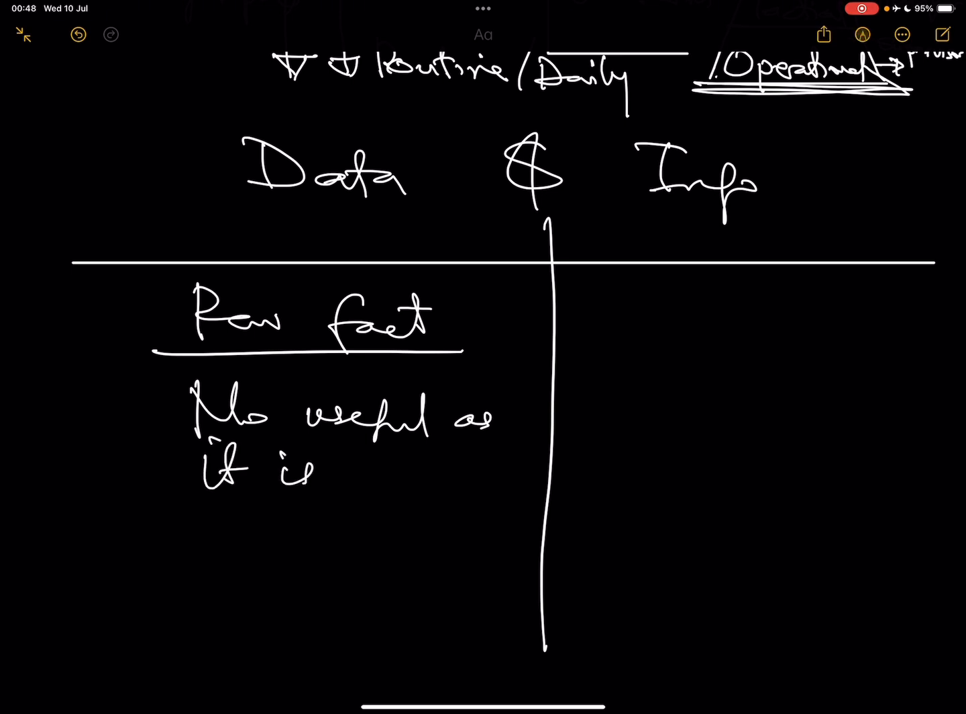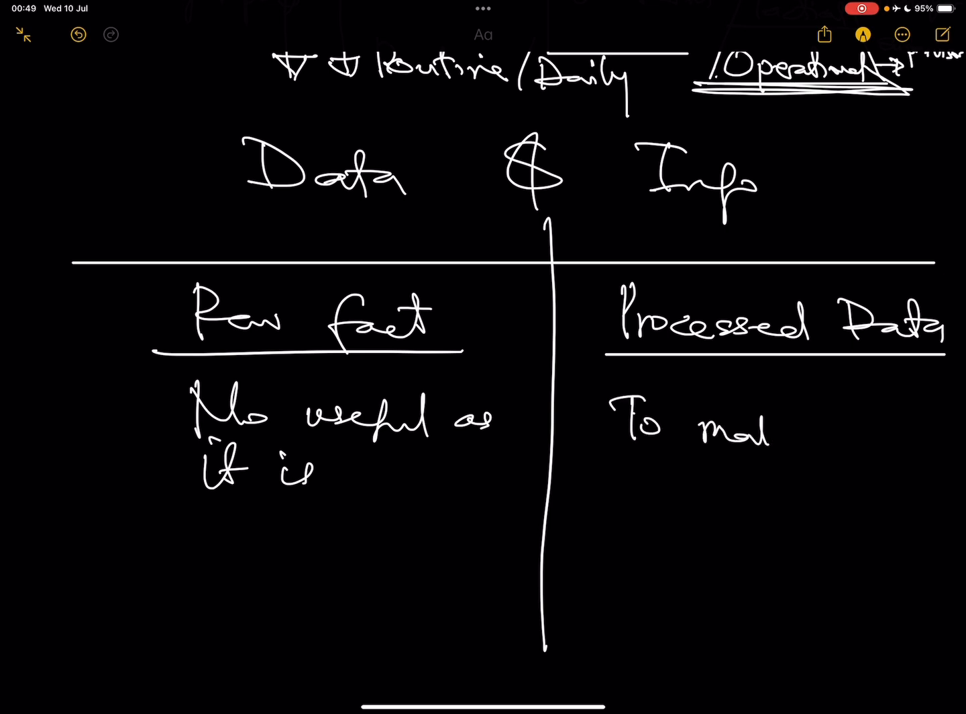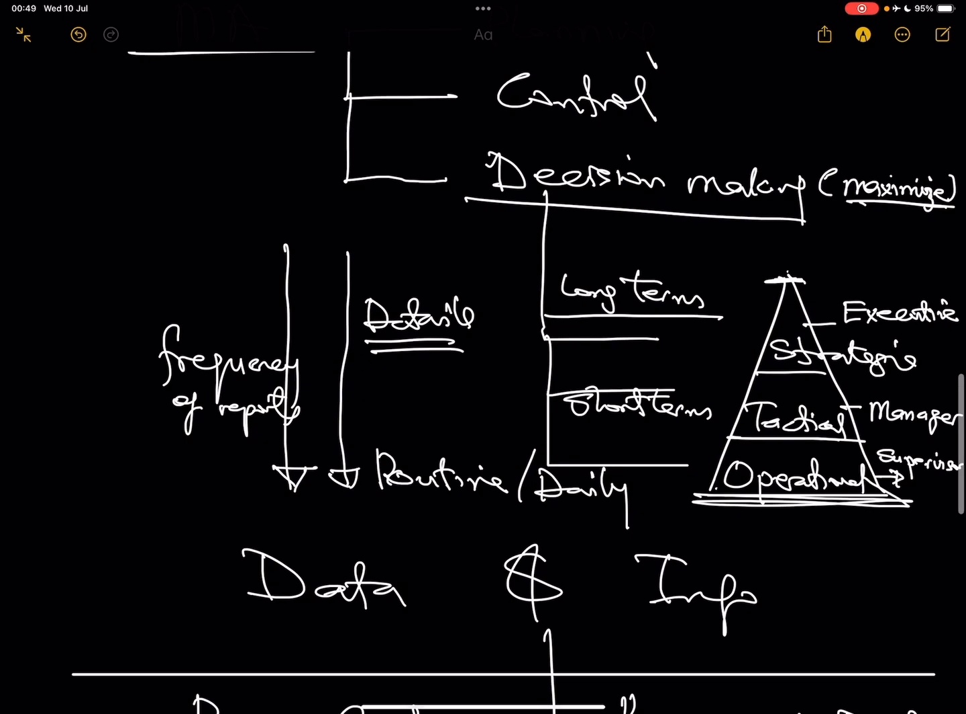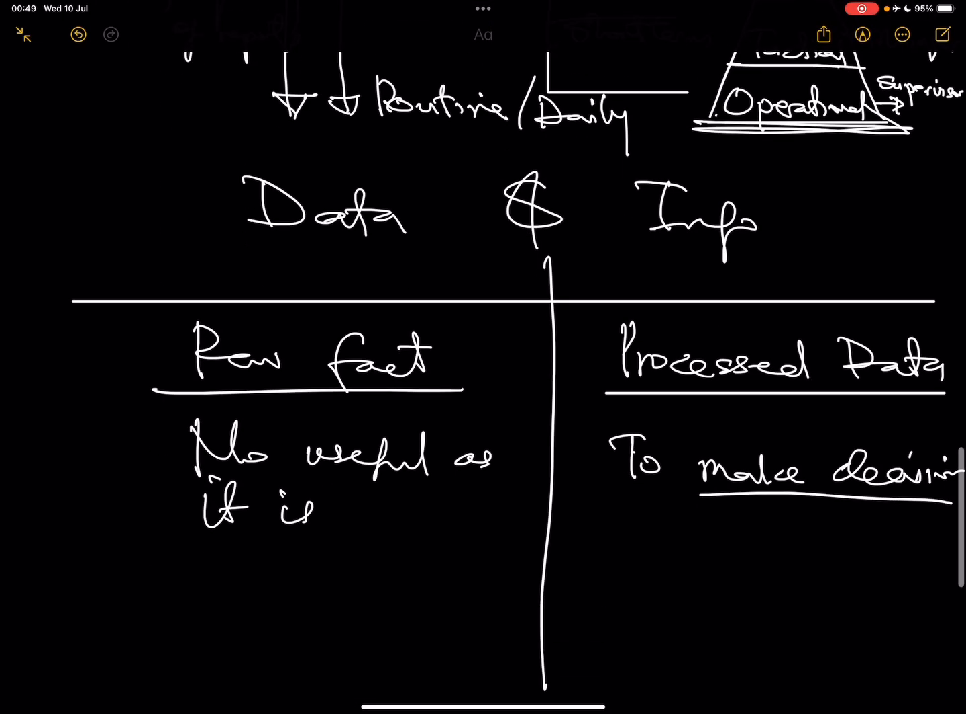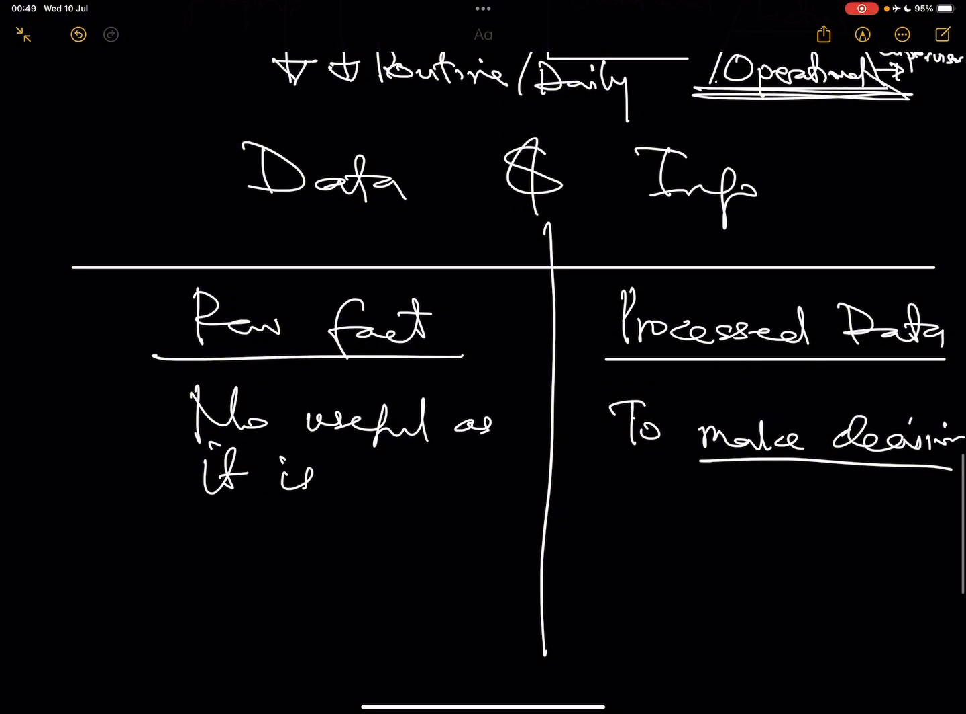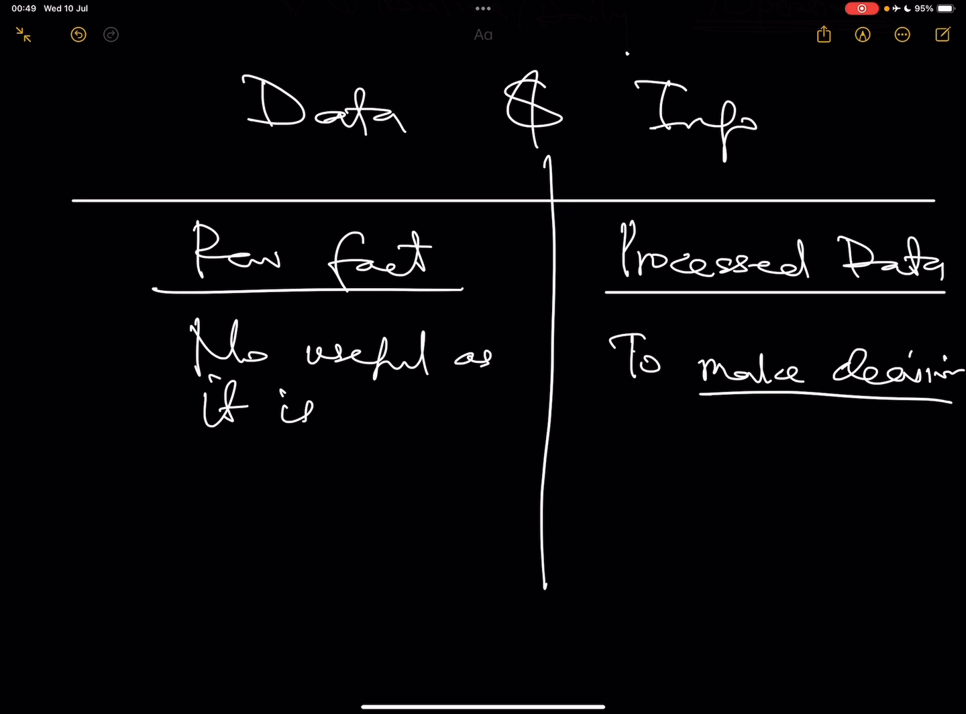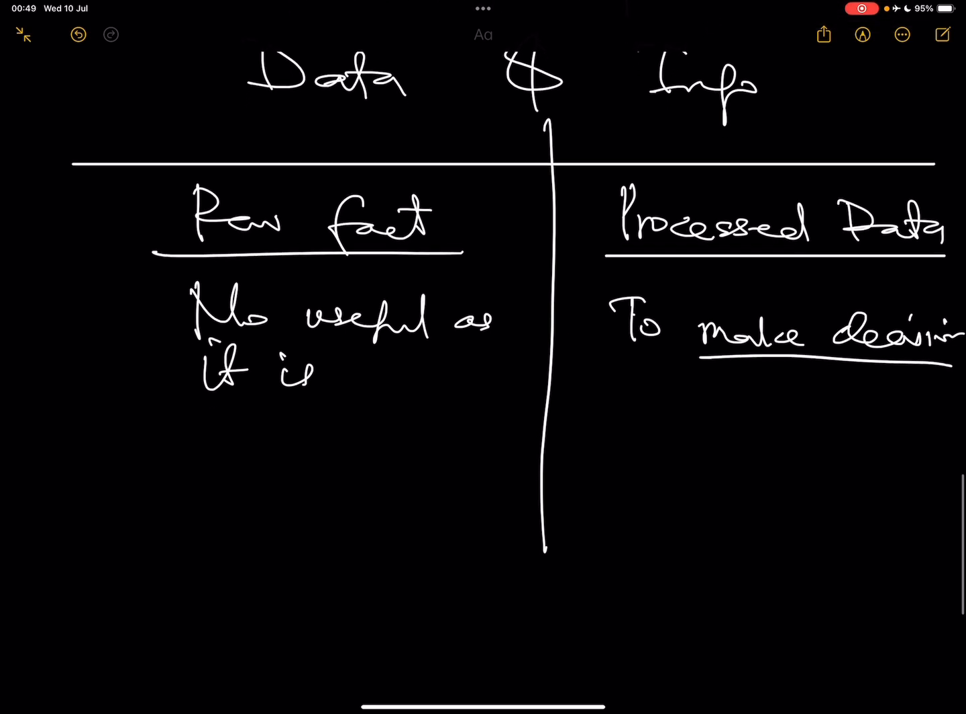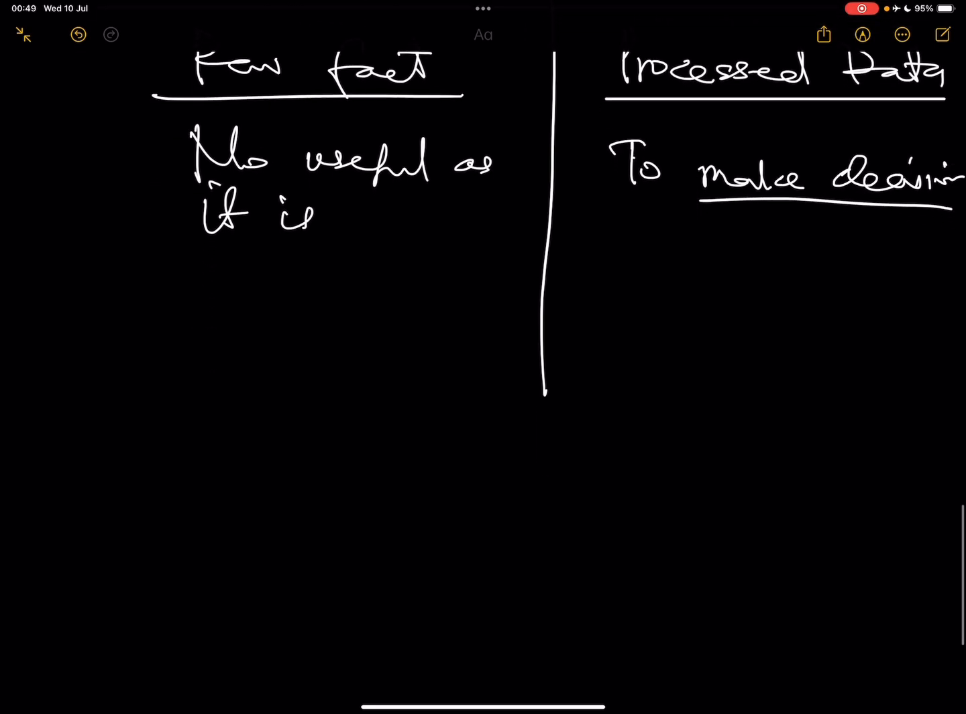However, information is processed data. So when you have information, you can use it to take decisions. You cannot make decisions with data, but this is what you use to make decisions. So when we are talking of decision making, you need information and not data. Data needs to be processed for it to be useful for decision making. And it is very important to understand that not all information is good. Some information is good, some is bad.